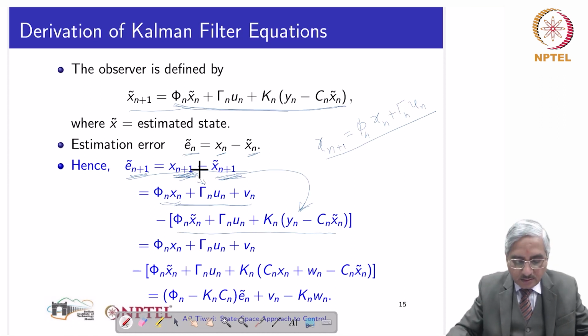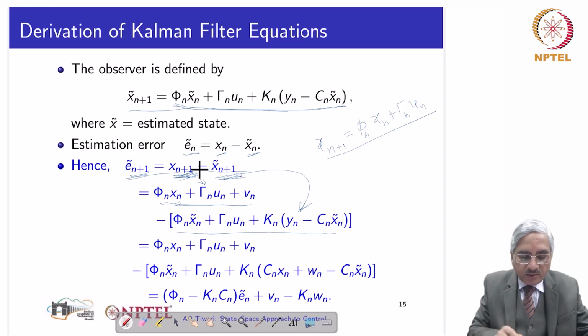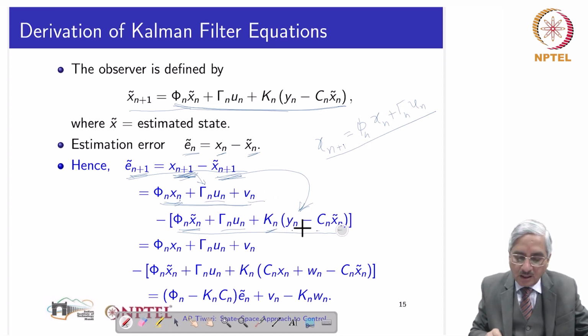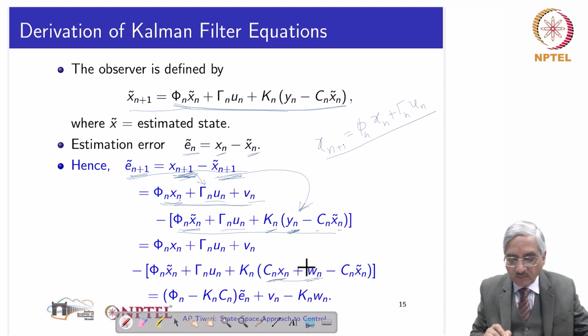And now we do some mathematical manipulations. So we have phi n xn and phi n xn tilde, gamma n un, gamma n un, Vn, Kn, Yn minus Cn xn. So here this Yn we know is equal to Cn xn plus Wn, the ideal output plus the noise. So that is written here. Rest of the terms are as it is.